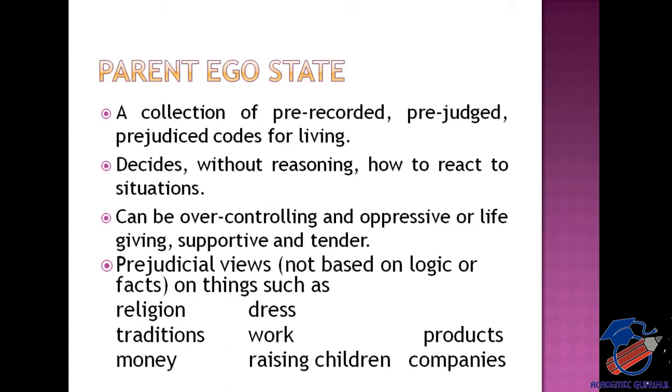When parents are supportive, they are nurturing, and when they are not supportive, they are called critical parents. They can be controlling or spoiling. The next ego state is adult ego state. Adult is a person who uses all the information, all the facts which are available. Like all those people who are learning with the help of this video, they are adult.